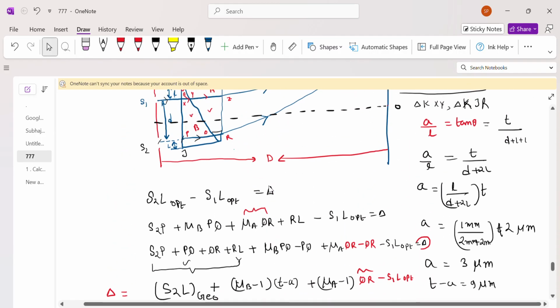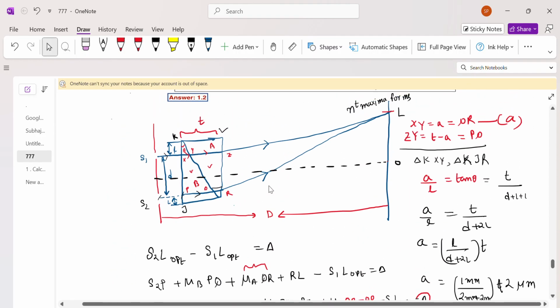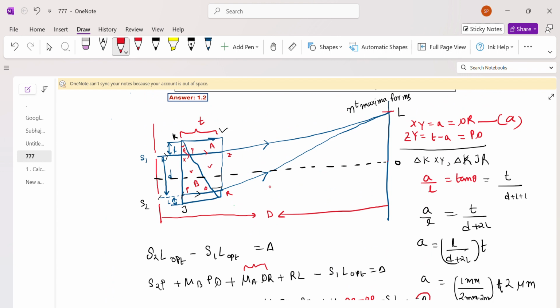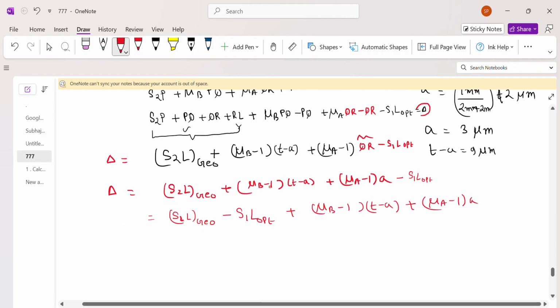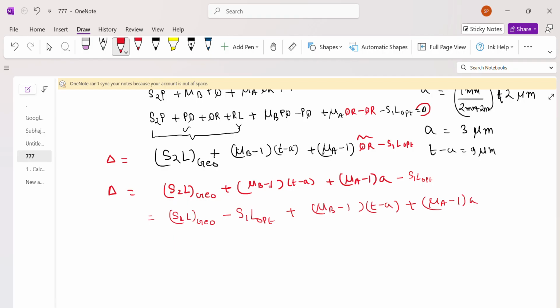So you remember, this S2L geometrical is the path followed by the light ray, or whether it's a light ray or a geometry doesn't matter because there is no medium. If this square box wouldn't have been there, whatever path the ray would travel is denoted by S2L geometrical. For that case, the geometrical path and optical path will be identical because the refractive index is 1. So now I will write down this S1L opt.